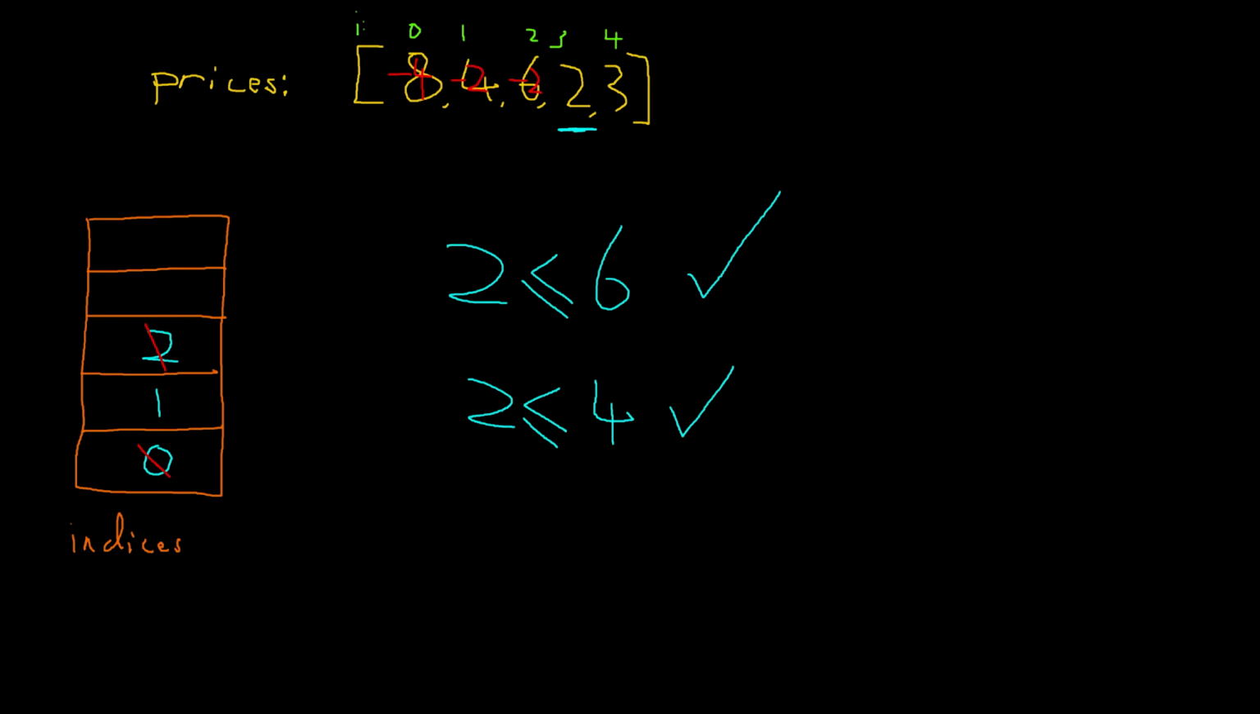And then as we've applied a discount to that item, we can also pop it off the indices stack as well, as it's no longer eligible for any further discounts. After that, we can just push the index of the current element onto the stack as well, as it may be eligible for a discount down the line. So we just push on that 3.